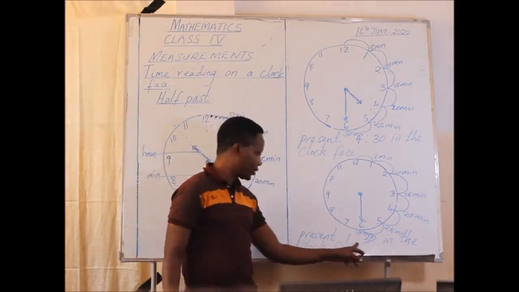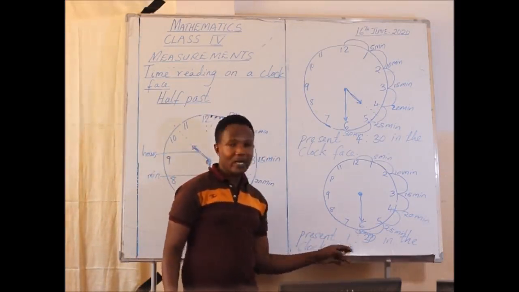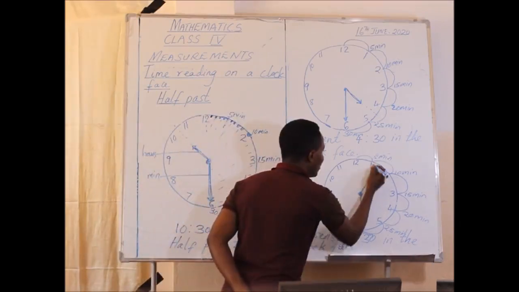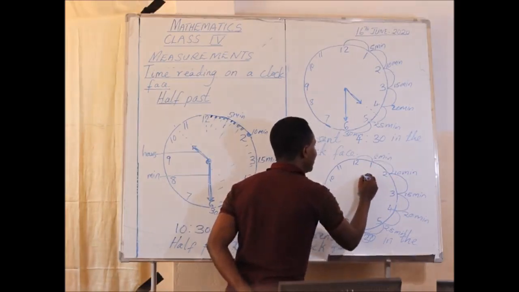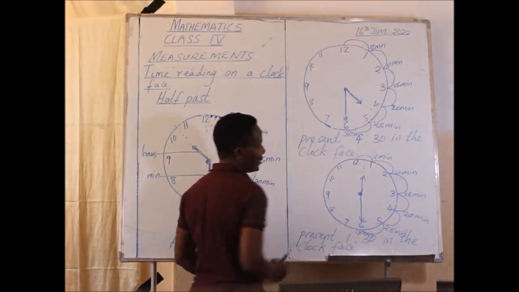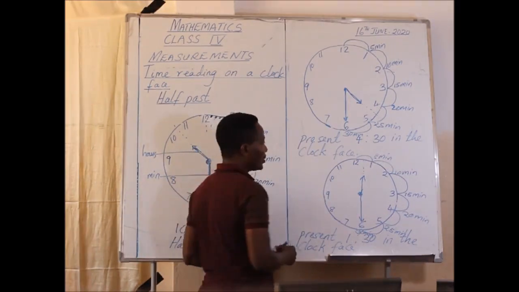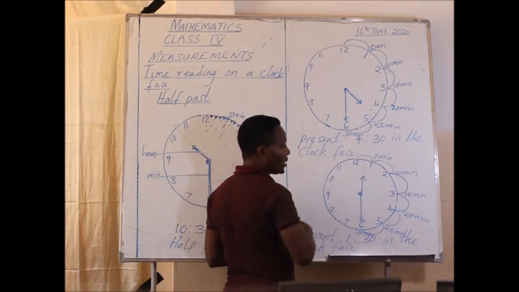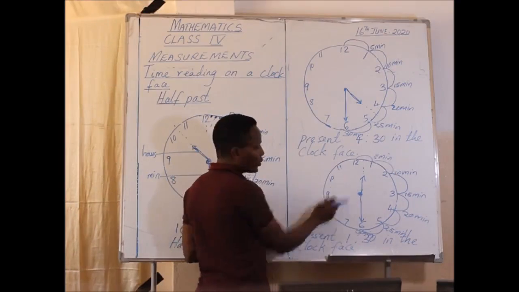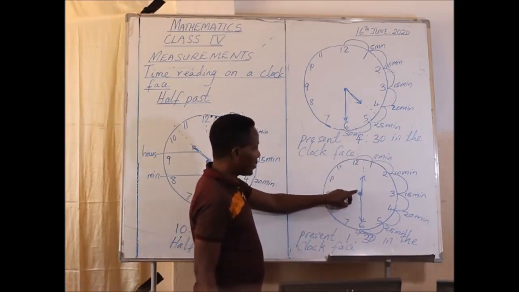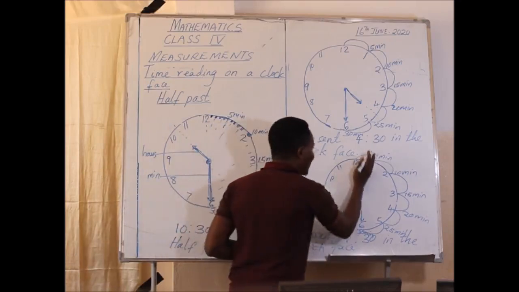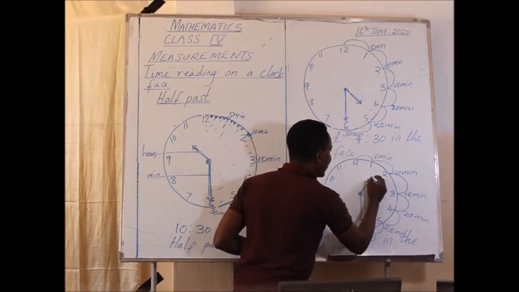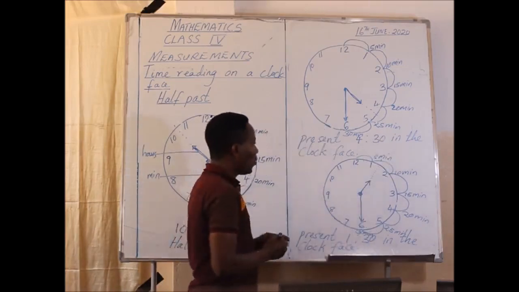Now, when it is 1, we can't put the short arm between 12 and 1 and then say 1:30. No. Because here it seems that 1 is going to be ahead, it's going to be the next time. So here it is not correct to put the time like this. For 1:30, the short arm should be exactly between 1 and 2.